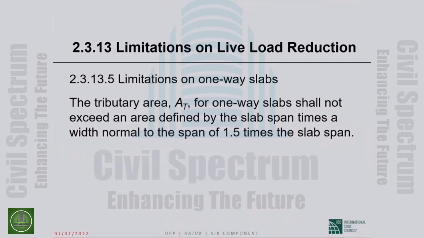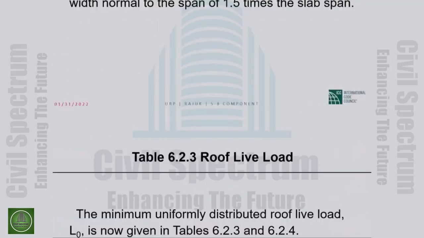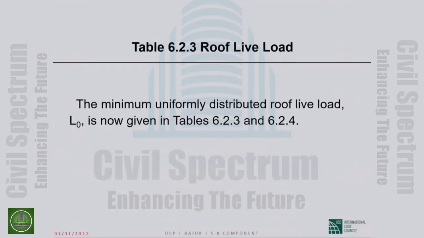The tributary area A sub T for one-way slabs shall not exceed an area defined by the slab span multiplied by 1.5 times the slab span. So that is the largest tributary area that you can get for a one-way slab. The span of the slab multiplied by 1.5 times the span of the slab. So there is, in effect, an effective width that is 1.5 times the span of the slab.